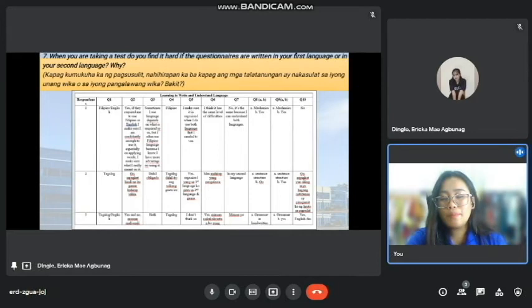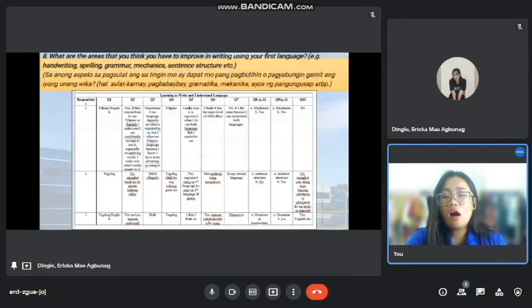So both, because there are terminologies and vocabularies that they do not understand in either the language of English or Filipino. The remaining seven stated that they do not have any difficulty understanding the questionnaires even if it's written in their first or second language.